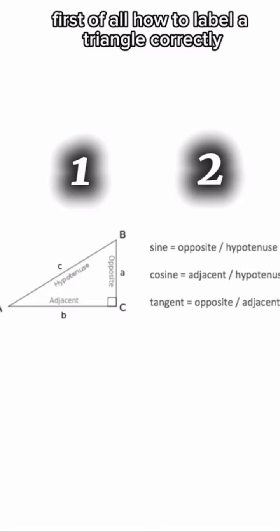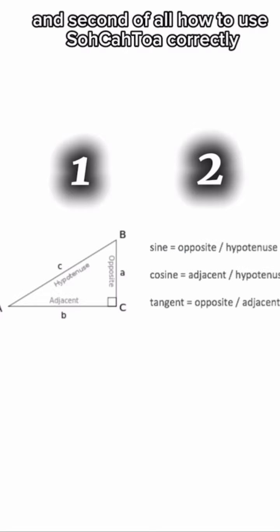So you want to learn trigonometry, eh? Well, there's two things you need to know. First of all, how to label a triangle correctly, and second of all, how to use SOHCAHTOA correctly. We'll start by labeling the triangle.